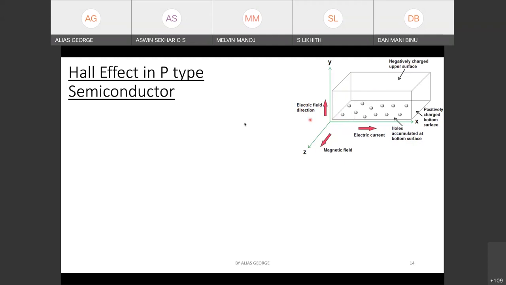So there is a charge separation. On the top there will be negative charge as induction, and on the bottom there will be more positive charges. So what is the difference? Yes, the Hall voltage is positive. If it is p-type, then the corresponding sign of the Hall voltage is positive, and in short, we can say the Hall coefficient 1 by n is also positive.